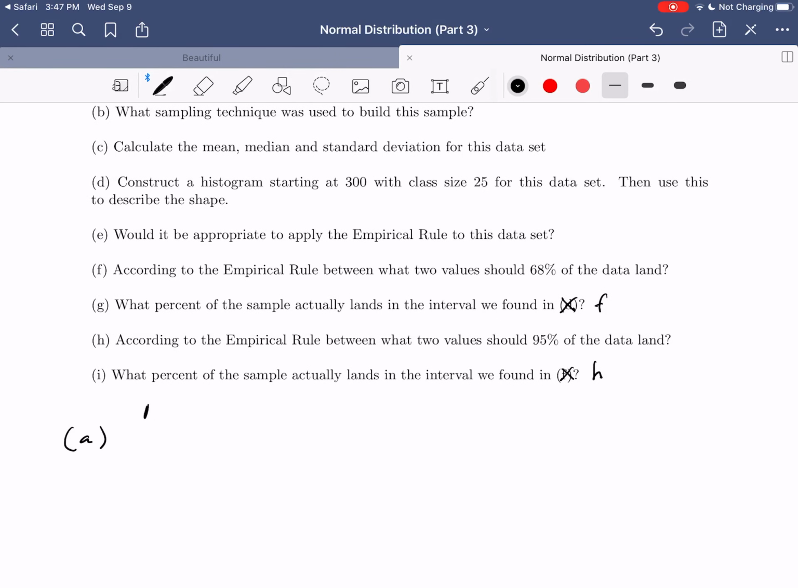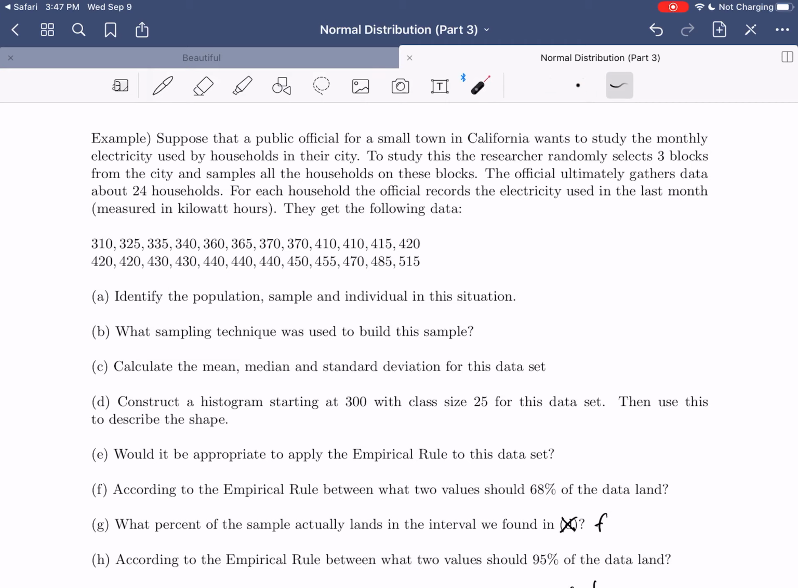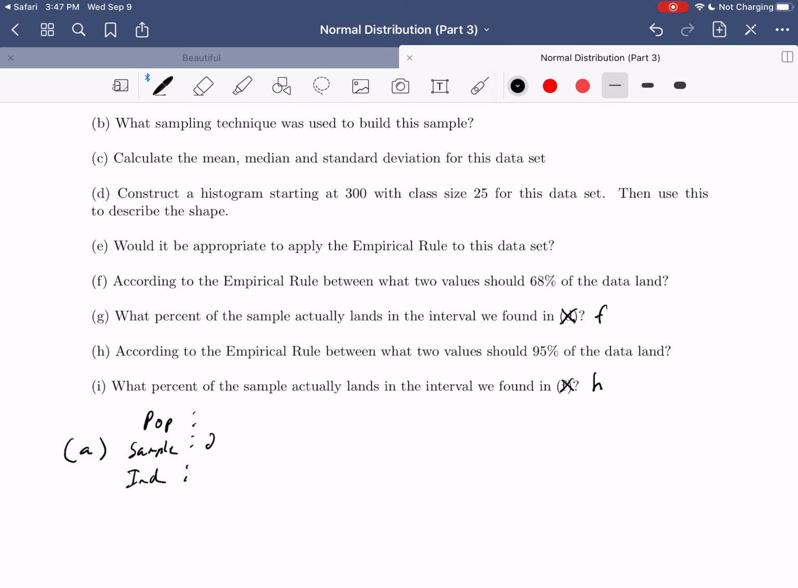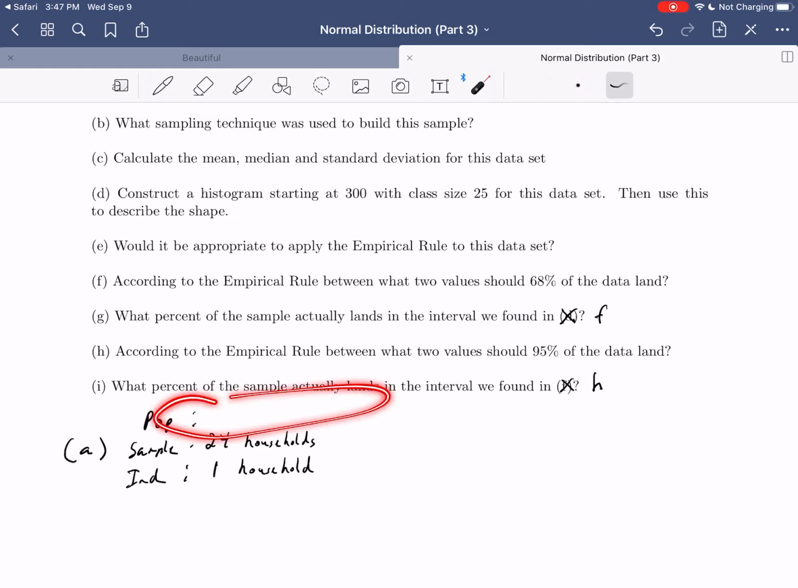So first, we want to start with population, sample, and individual. So let's think about what we have here. We can see that they gather data about 24 households. So we know our sample should be 24 households. So notice that this time the sample is not an amount of people. In this case, it's an amount of households. That means an individual here is actually one household. Not one person, but one household. How much does one household use in terms of electricity? And the population, well, in our standard structure, it should be all households in this city, right?